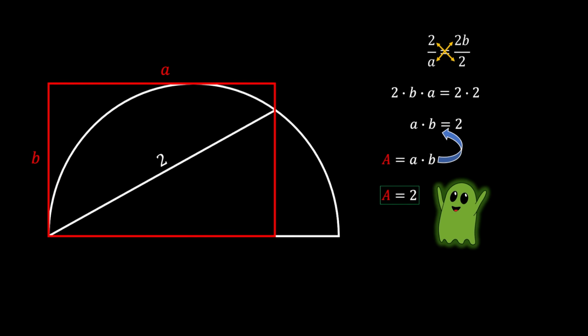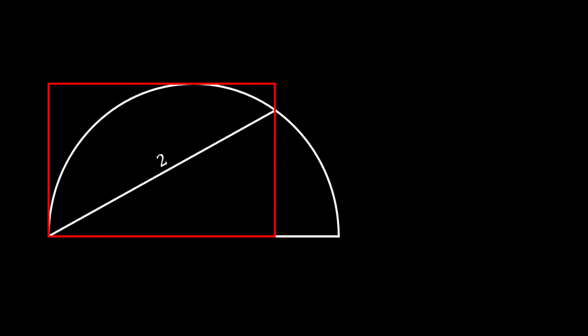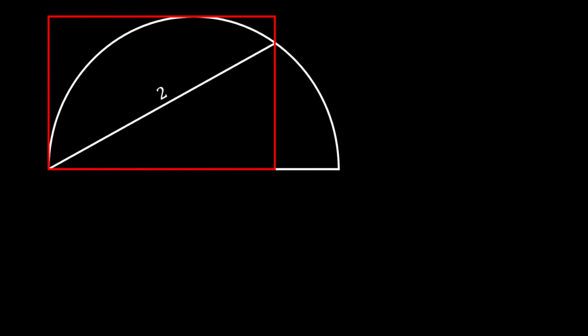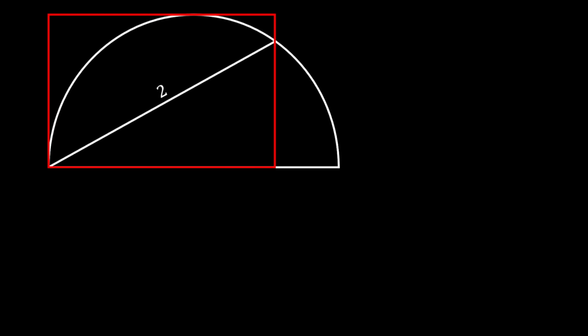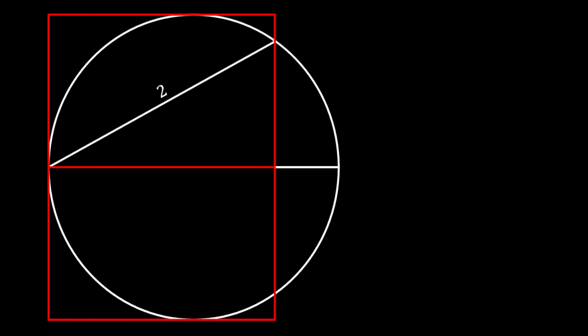Alright, let's do method number 3 now, the method of using the intersecting chord theorem. For this method we will do something a little different. Let's mirror our image on the bottom side so that we get the full circle. Now let's again say that the length of the rectangle is A and that the height is B. And let's use the intersecting chord theorem.